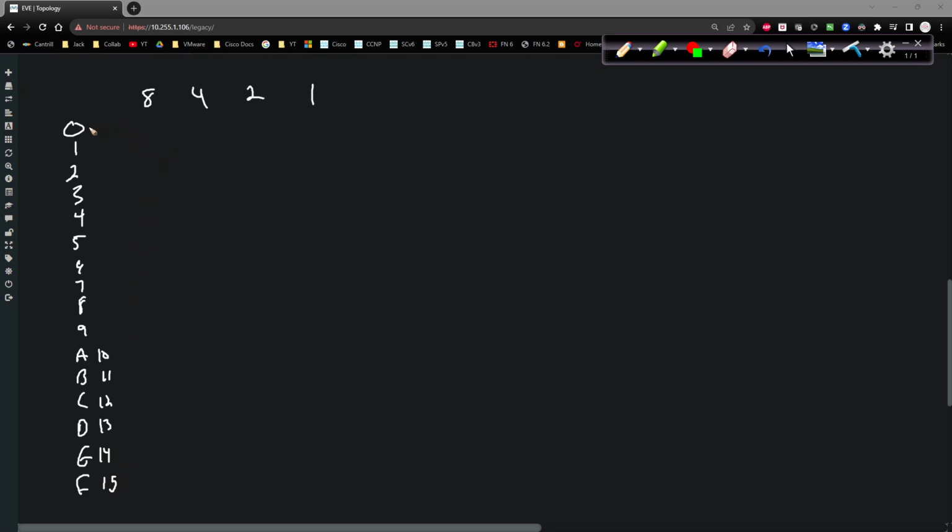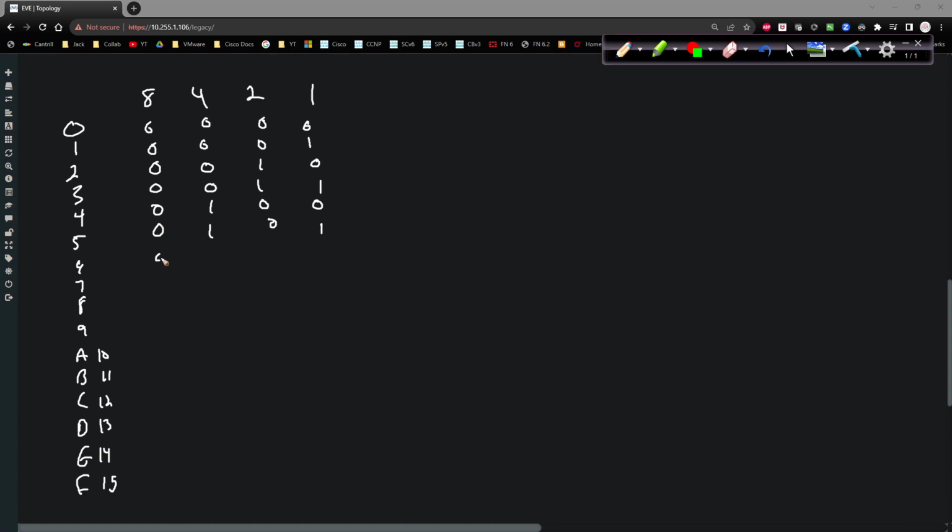So the way this is going to work, 0 is obviously going to be all zeros across the way. A 1 is going to be 0, 0, 0, 1. A 2 is going to be 0, 0, 1, 0. A 3 is going to be 0, 0, 1, 1. A 4 is 0, 1, 0, 0. 5 is 0, 1, 0, 1.